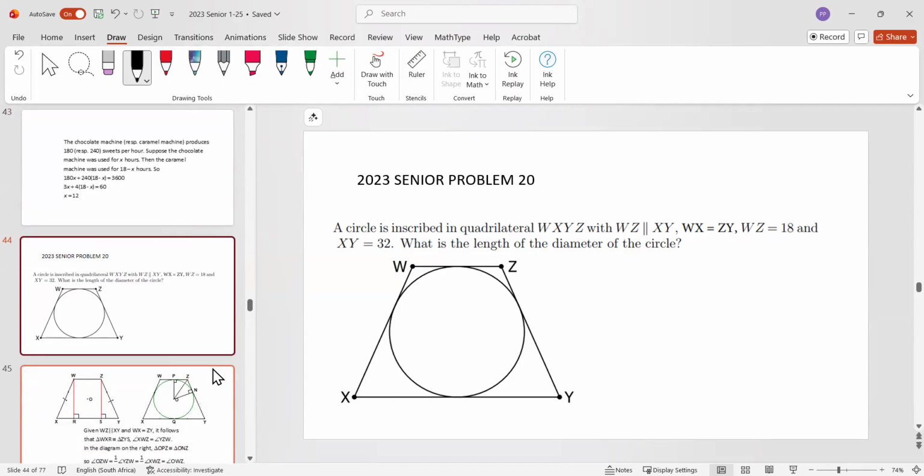So 20 is a problem in geometry, it seems. So what do you see here? I see a circle which is sitting inside a quadrilateral. To draw this, you draw a circle, draw a tangent here, another tangent there, another tangent. So these four sides are tangent to the circle, right? And it's given that WZ is parallel to XY. So these two lines are parallel. So the whole figure is a parallelogram. You also got that WX is equal to ZY.